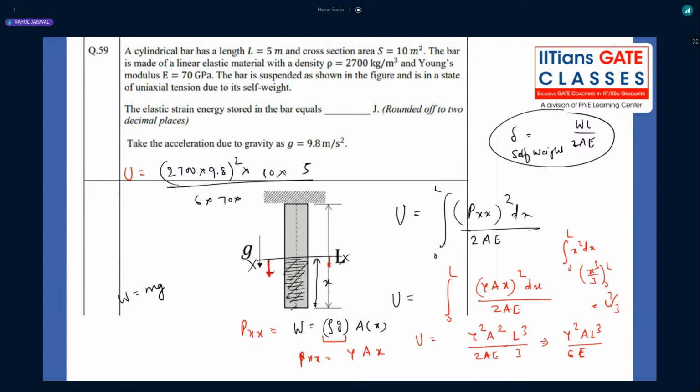70 gigapascal. 1 gigapascal will be 10 to the power 9, right? You just calculate in Newton meter. If you do the calculation, you will be getting 2.08 joule, right? Just do that calculation whether you're getting it or not. 2700 into 9.8 whole square into 10 into 5 divided by 6 divided by 70 divided by 10 power 9.